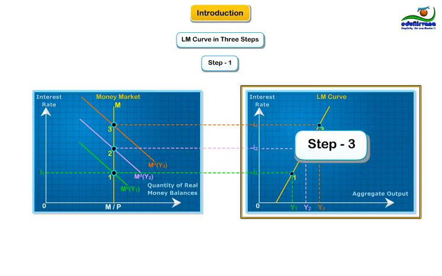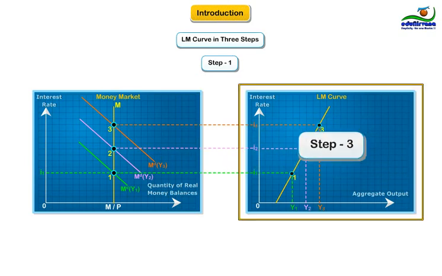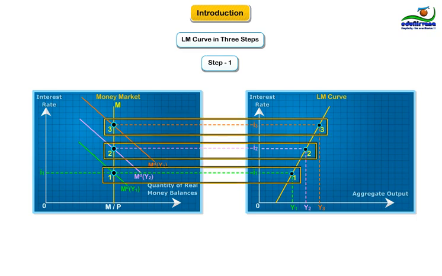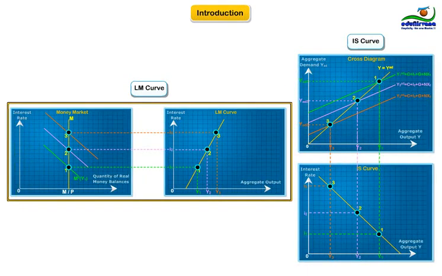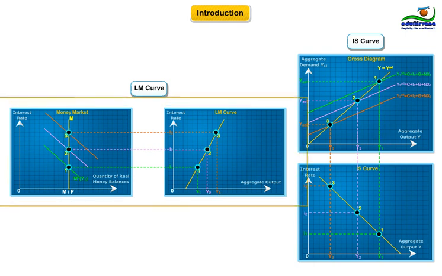The LM curve describes the combinations of interest rates and aggregate output for which the quantity of money demanded equals the quantity of money supplied. So, IS curve maps the interest movements with the product and services market. The LM curve maps the interest movements with the money demand or supply market.